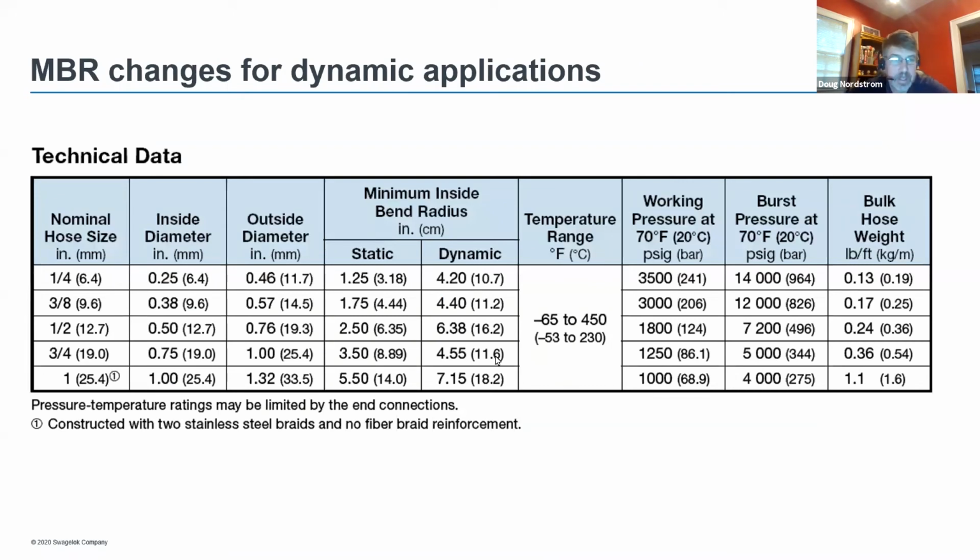This is just a snapshot out of the Swagelok catalog. As you see, for whatever hose series this was, I took a picture from, we have a static bend radius and we have a dynamic bend radius for each size. And it's important to understand that what we're saying is, if you bend the hose beyond that radius, smaller than that radius, I should say, the hose will be permanently damaged and no longer maintain the same pressure rating that we list in our catalog. So if you maintain radii larger than what's listed in this, you will not damage the hose.